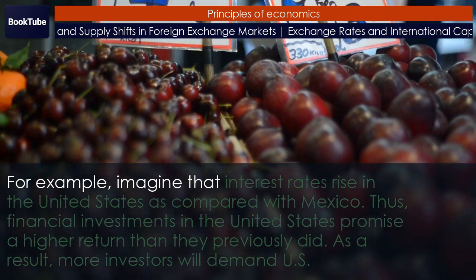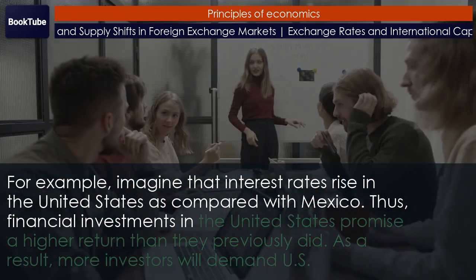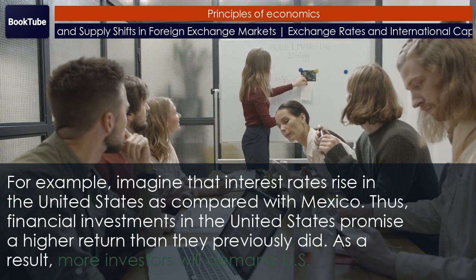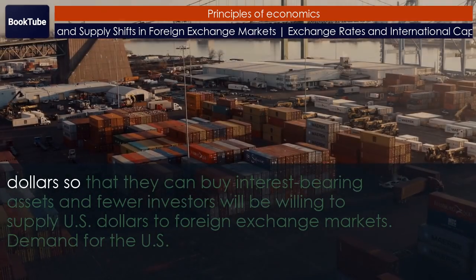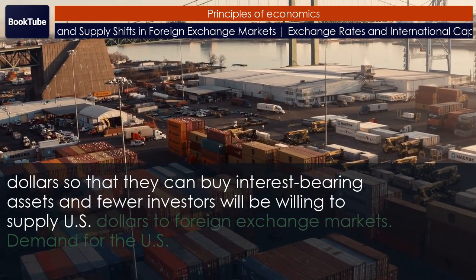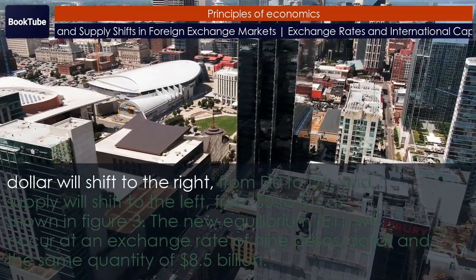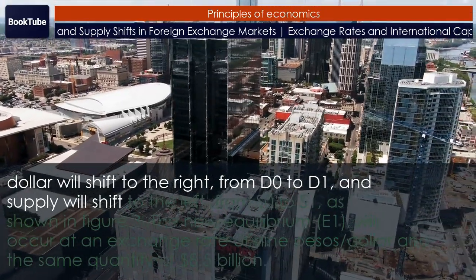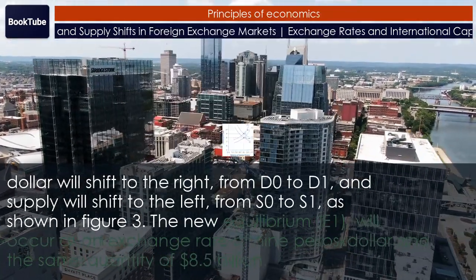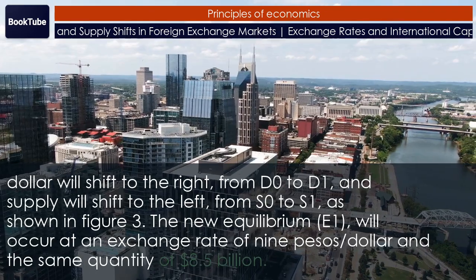For example, imagine that interest rates rise in the United States as compared with Mexico. Thus, financial investments in the United States promise a higher return than they previously did. As a result, more investors will demand U.S. dollars so that they can buy interest-bearing assets, and fewer investors will be willing to supply U.S. dollars to foreign exchange markets. Demand for the U.S. dollar will shift to the right, from D0 to D1, and supply will shift to the left, from S0 to S1. As shown in Figure 3, the new equilibrium, E1, will occur at an exchange rate of 9 pesos per dollar and the same quantity of $8.5 billion.